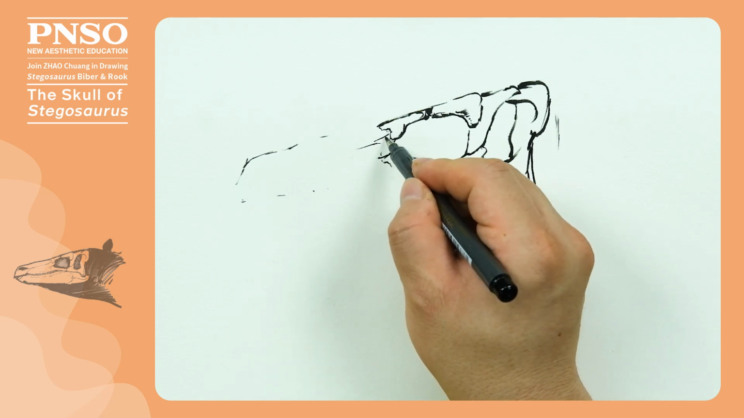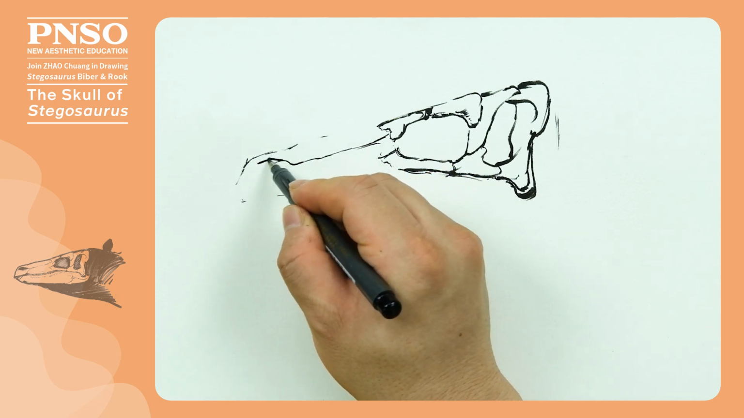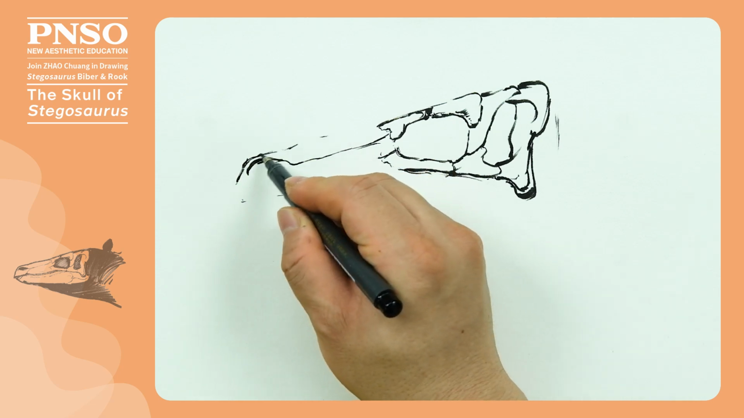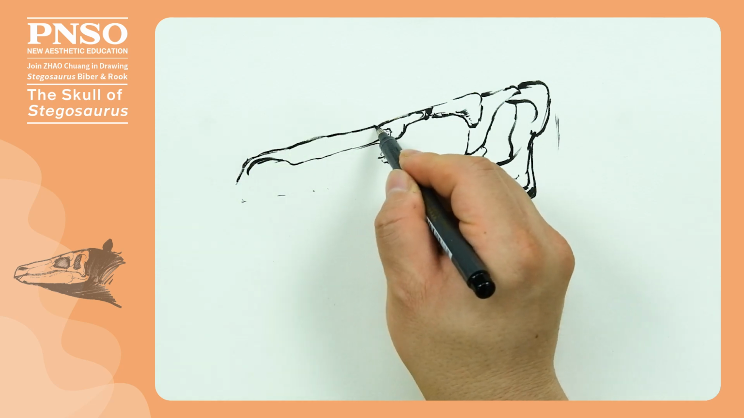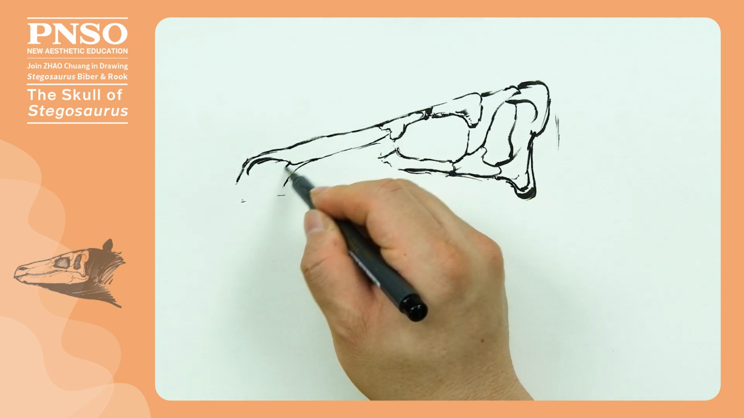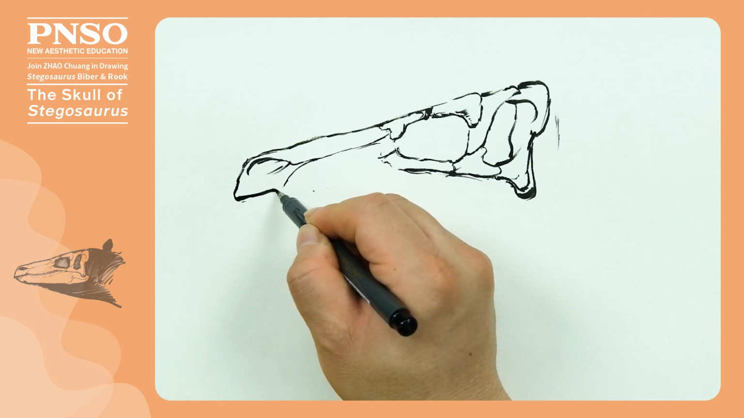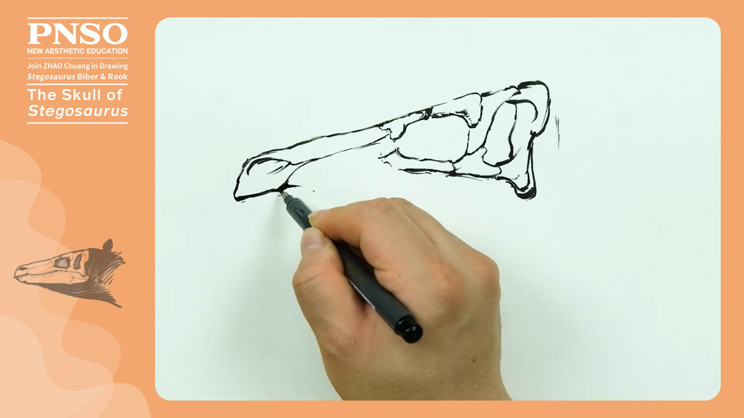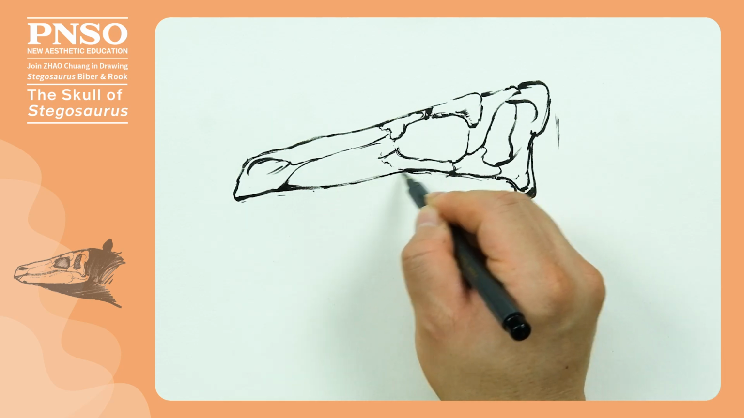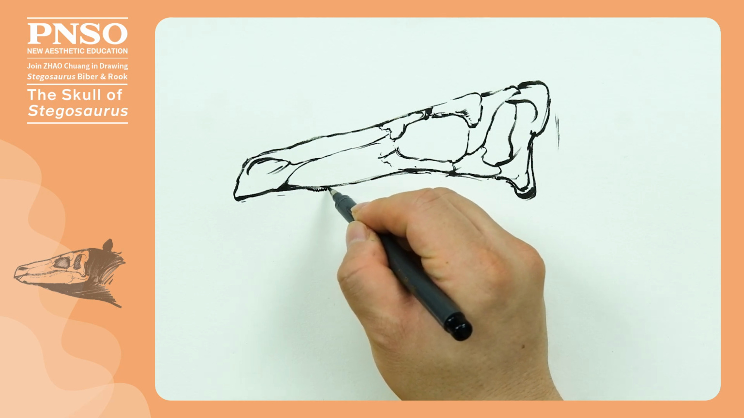Next, draw the structure that formed its nose. It had very long nasal bones. The premaxilla is at the front, which formed the upper beak. The next large bone is its maxilla. Draw the tiny teeth on the maxilla.